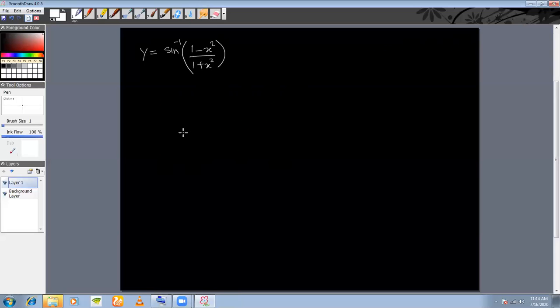You see a sin inverse there, right? That means if I can express this entire expression as a sine, then sin inverse and sine will nullify each other, and I will only be left with the expression. So this has to be changed in terms of sine. But what does it look like? 1 minus x square by 1 plus x square.